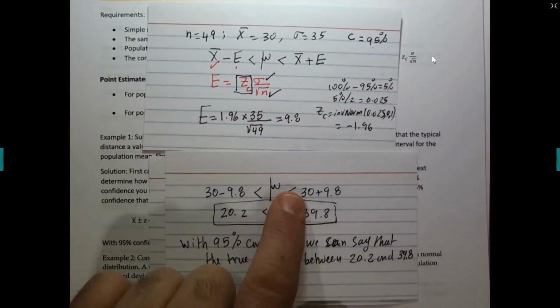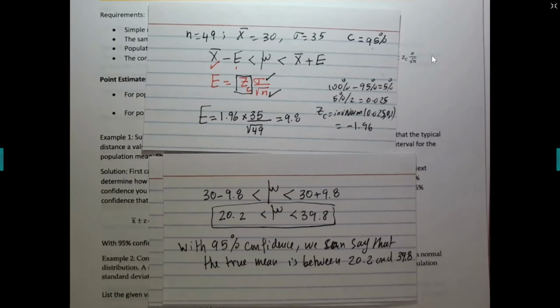If you tell someone that the mean is between 20.2 and 39.8, this person is going to think that the mean for sure is between 20.2 and 39.8. But no, we're not sure. We're only 95% sure that this is the case.